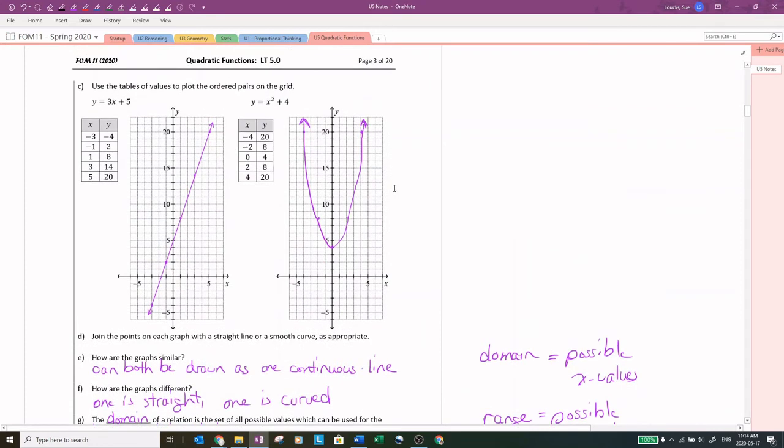State the range of the graph on the right. Well, this one is a little bit different, because can y be 0?